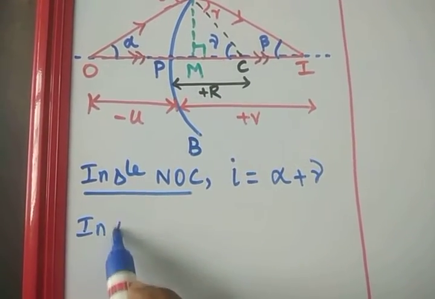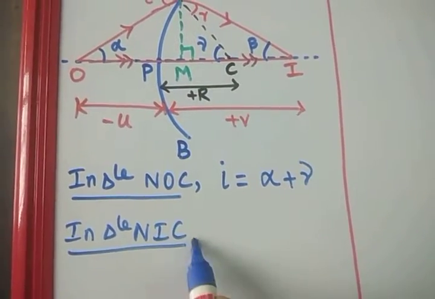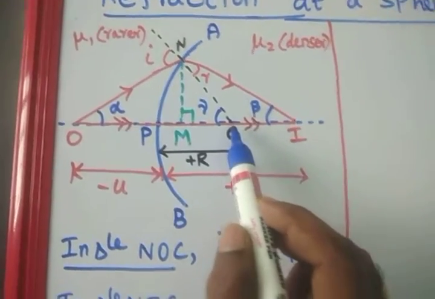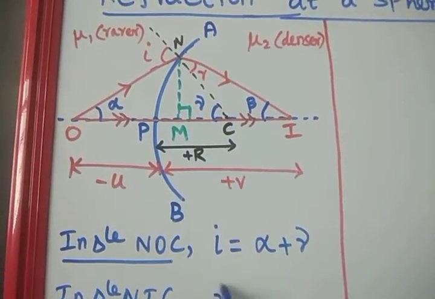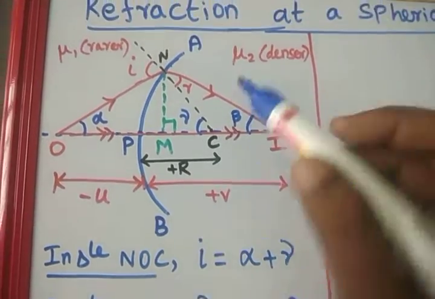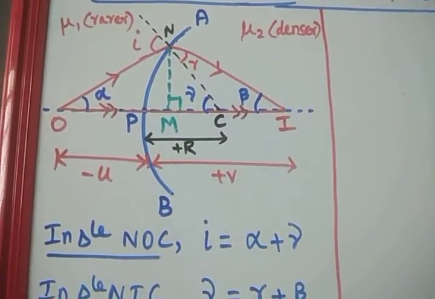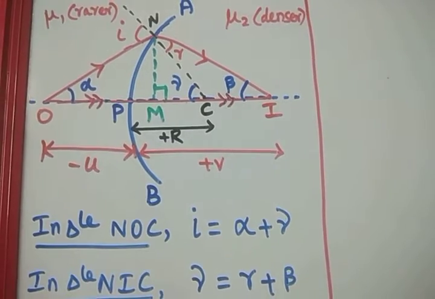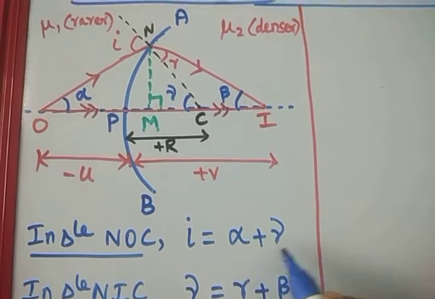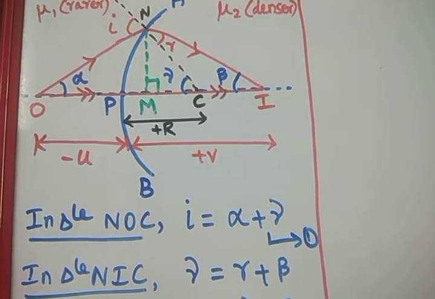Then in triangle NIC, where N is here, I is here, and C is here, gamma is equal to R plus beta. Gamma is an exterior angle, and beta and R are interior angles. Now we can write R equals gamma minus beta. This is equation number 1, and this is equation number 2.